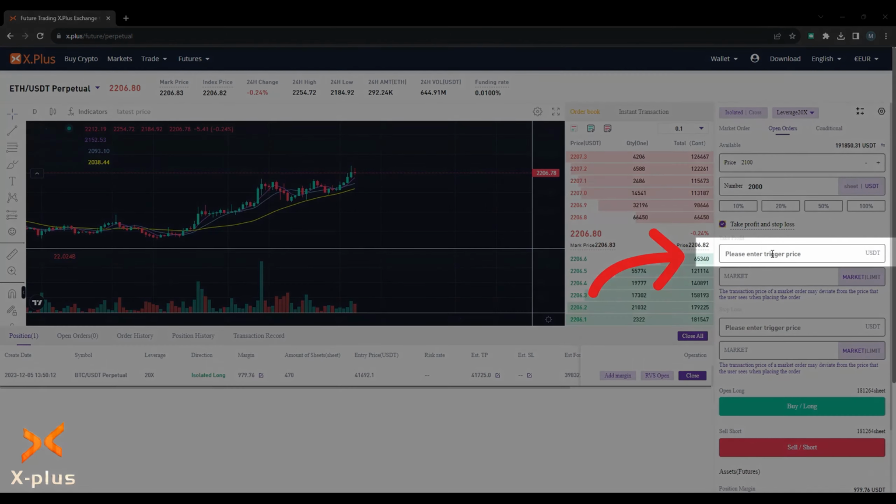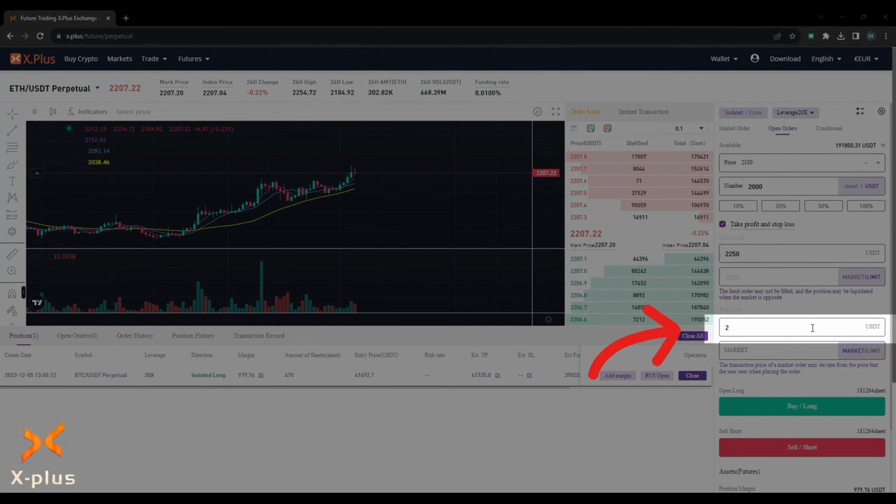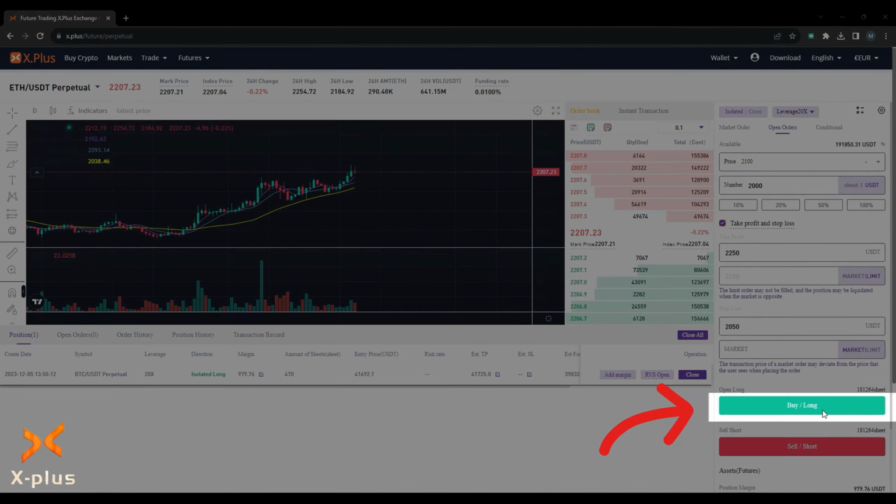For proper risk management, toggle onto the Take Profit and Stop Loss tab to input your target price for profit and stop loss as per your analysis. And now, we set the order.